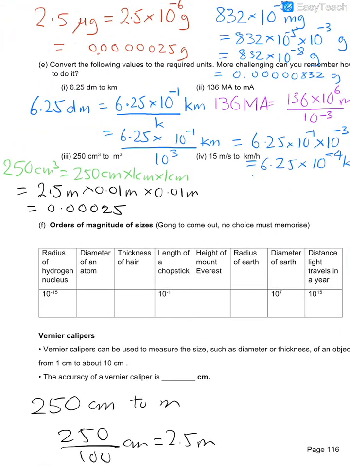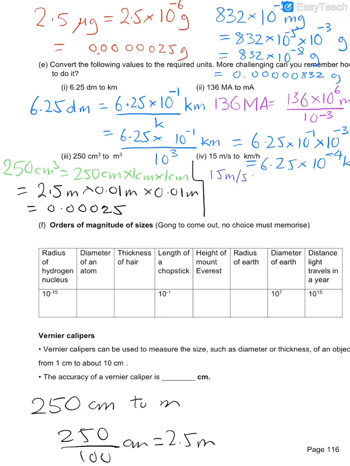Wait, does physics... If not, just do it this way. Okay? That's it. 15 times what? 3,600. Wow, how did you get that? You don't know what you did.